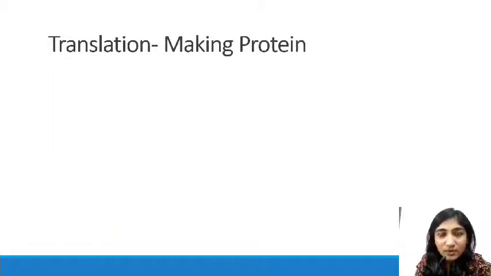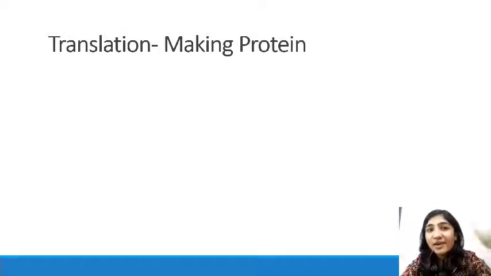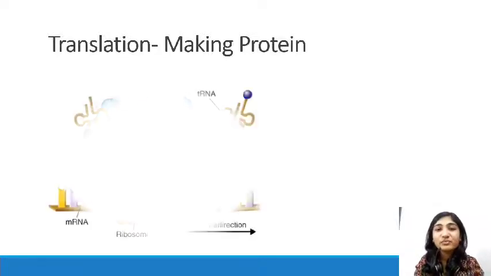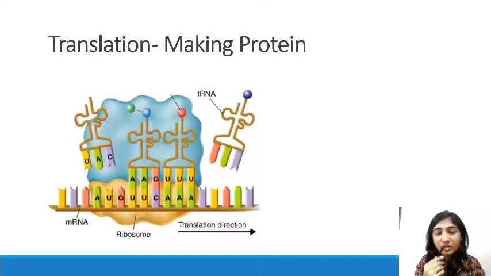So we have studied the concepts: what is a codon, what is an anticodon. Codon on mRNA and anticodon on tRNA, which are complementary and make a pair. Now the second process, that is translation. Translation means nothing but making protein, the actual production of protein. Look at the diagram here now.